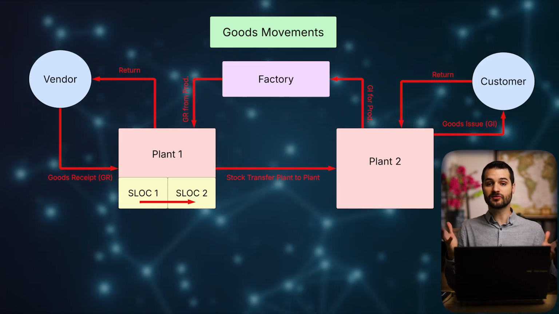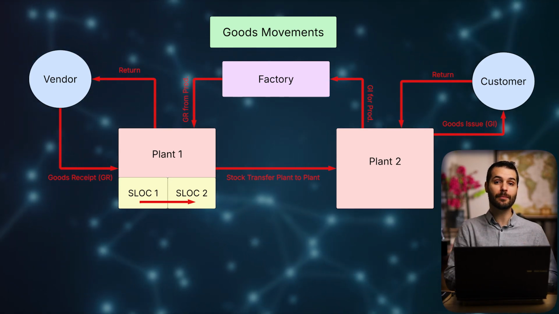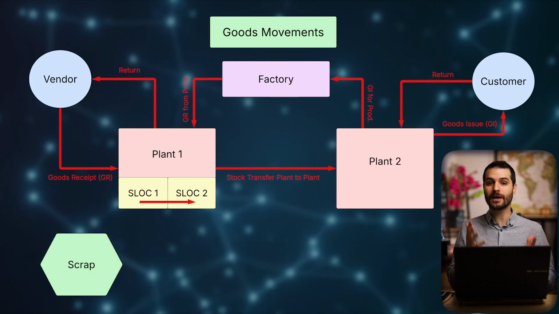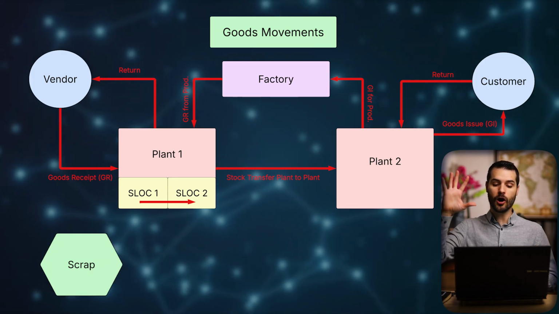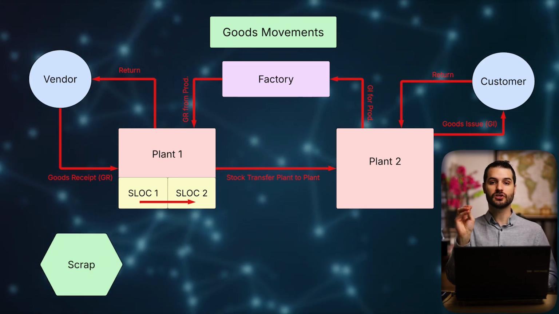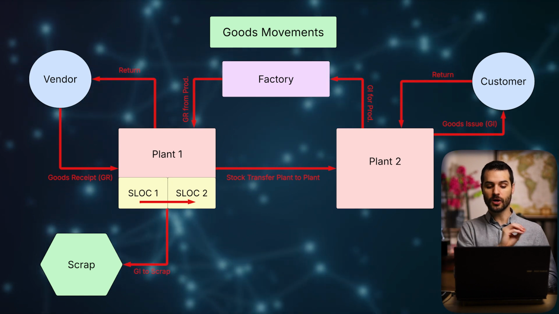We can also have things that are not necessarily going to a particular person or coming back from someone. We have a number of circumstances such as we may want to scrap various goods. They've gone bad, whatever the reason is. We can have our plant do a goods issue to scrap. So that would be going down to scrap.